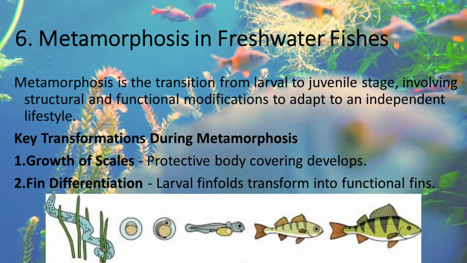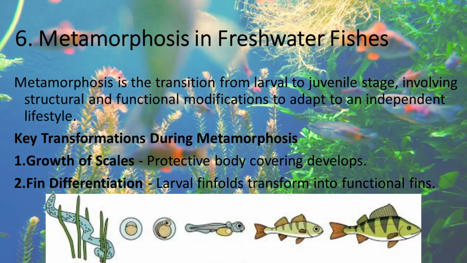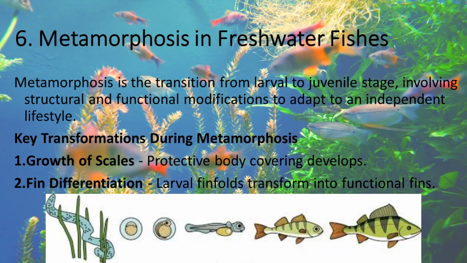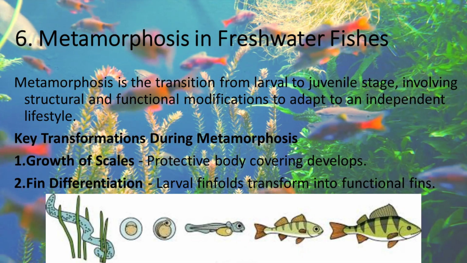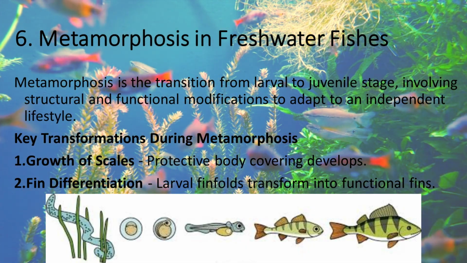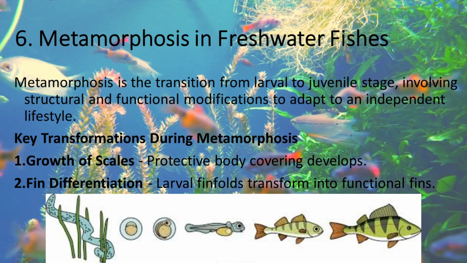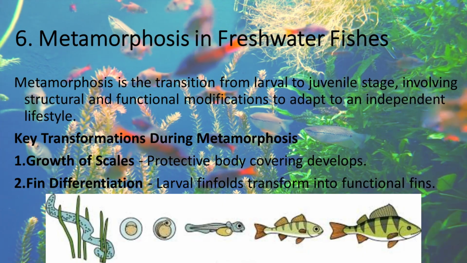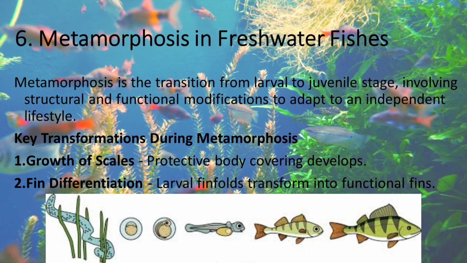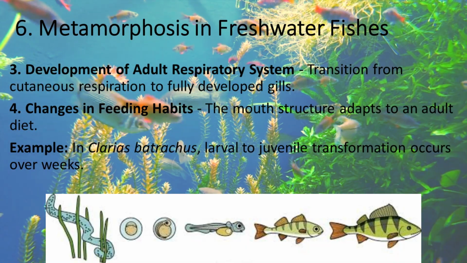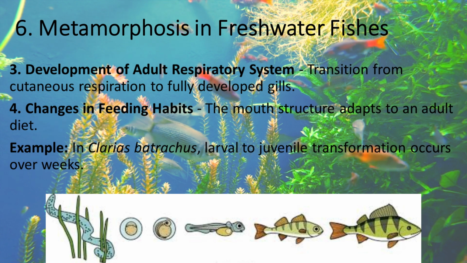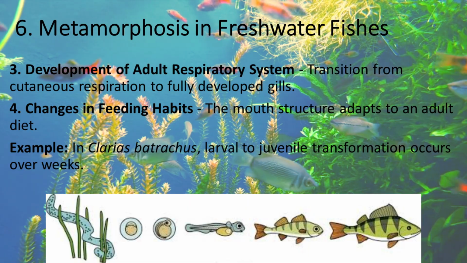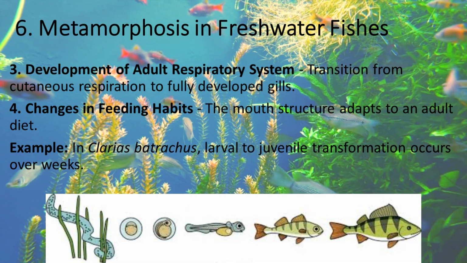6. Metamorphosis in freshwater fishes. Metamorphosis is the transition from larval to juvenile stage, involving structural and functional modifications to adapt to an independent lifestyle. Key transformations during metamorphosis: growth of scales, as a protective body covering develops. Fin differentiation. Larval fin folds transform into functional fins. Development of adult respiratory system. Transition from cutaneous respiration to fully developed gills. Changes in feeding habits. The mouth structure adapts to an adult diet.